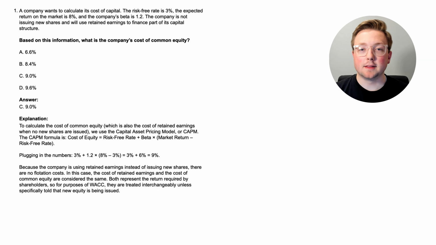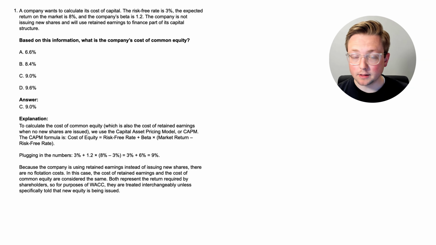All right, here we are at the answer. C, 9%. That is the cost of the common equity, and this has to do with cost of capital. So let's go through this. To calculate the cost of common equity, which is also the cost of retained earnings in this case, by the way, when no new shares are issued. So you may potentially see on the exam or in your review course, cost of retained earnings or cost of common equity kind of used interchangeably depending on the situation. And the reason that they can do that is because if there are no new shares issued, then cost of common equity and cost of retained earnings are the same thing.